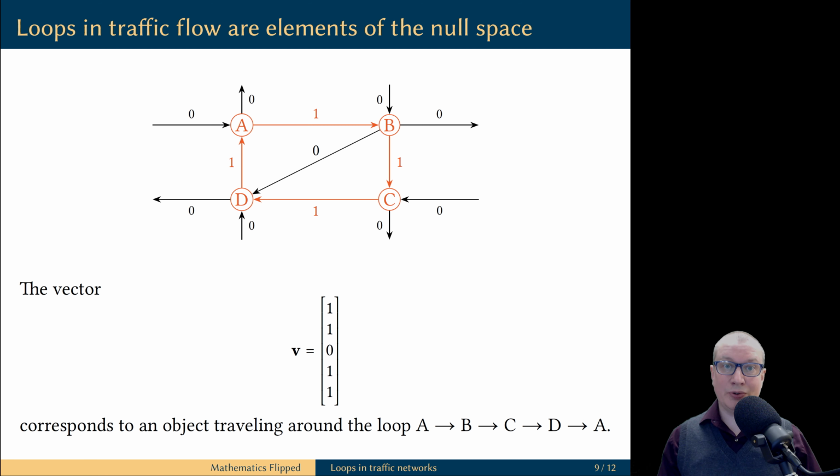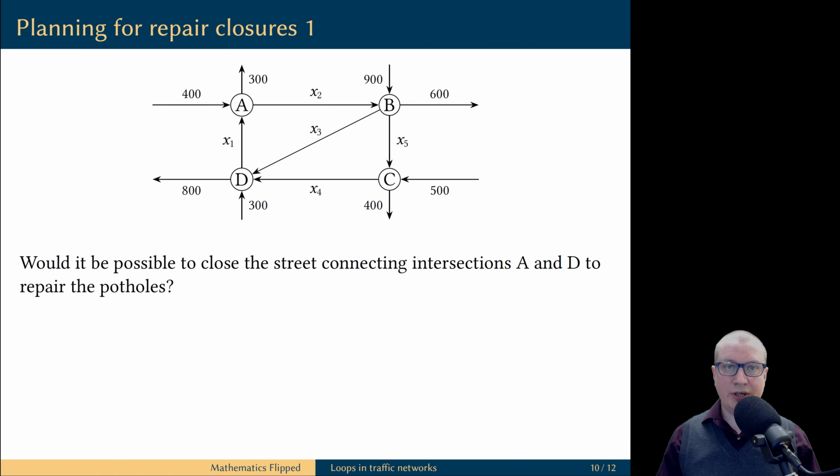As you see, it turns out that the elements of the null space of the matrix A correspond to the traffic that moves around the network in closed loops. You might ask, is there any practical purpose to considering traffic that moves around the loops? Suppose the street that goes from node D to node A is in really bad shape and we would like to temporarily close this street for pothole repairs. Is it possible? Can we close this street and yet still obtain a balanced network?